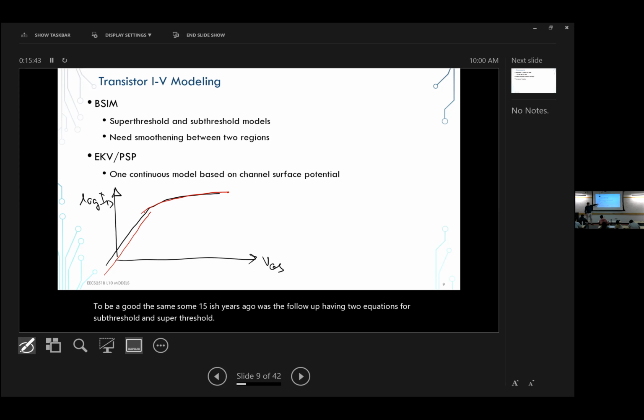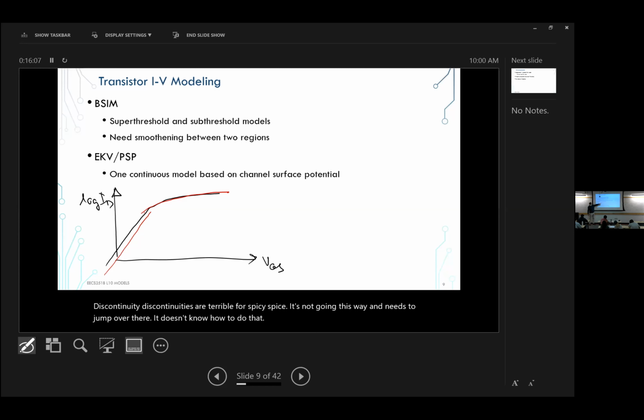As illustrated over here, they don't necessarily match, and at some point you have to switch from one to another. What happens when you switch from one equation to another? Discontinuities are terrible for SPICE. SPICE starts going this way and it needs to jump over there. It doesn't know how to do that.